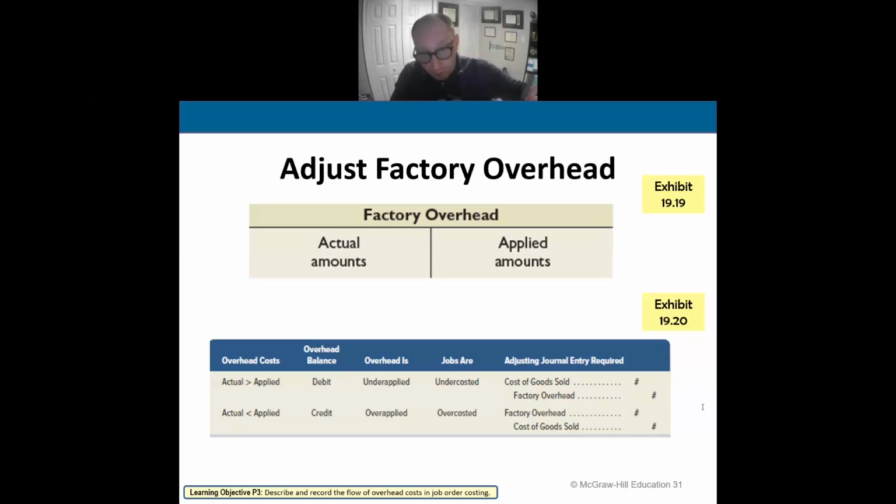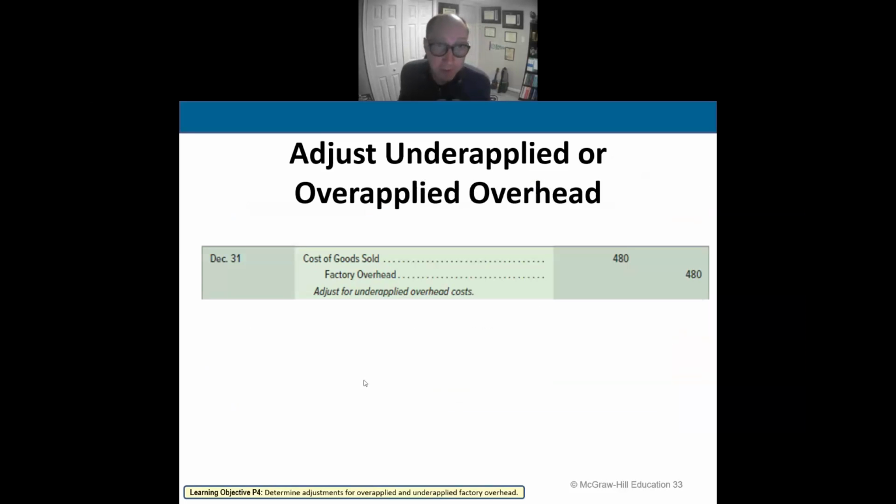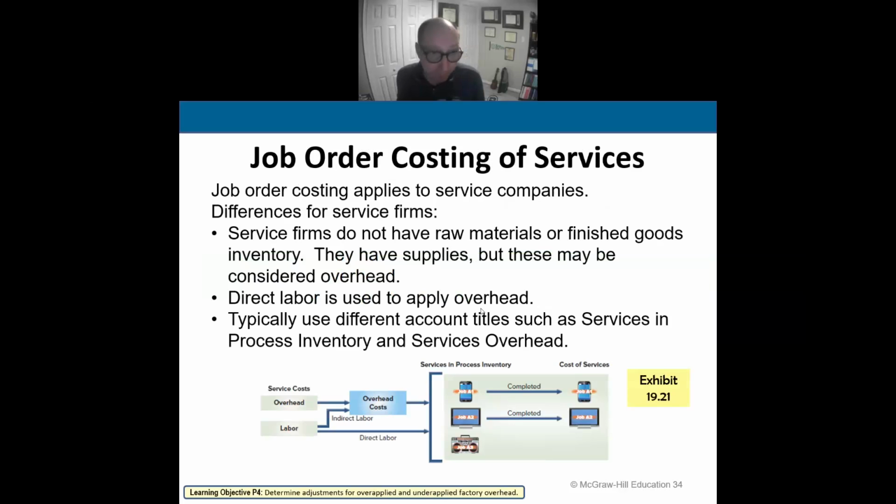If it's over applied, I debit factory overhead and I credit cost of goods sold to reduce the cost of goods sold to get it to balance out. Those are the adjustments we need to make when it's under or over applied. And so how do we make those adjustments? Debit cost of goods sold, credit factory overhead, if it's under applied.